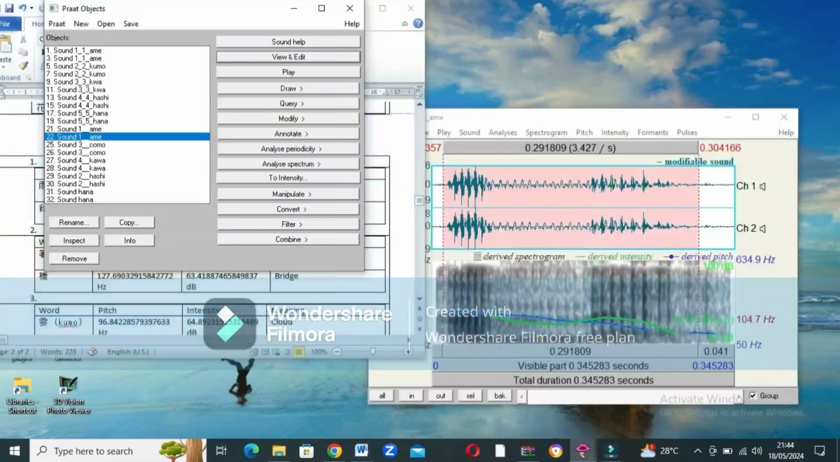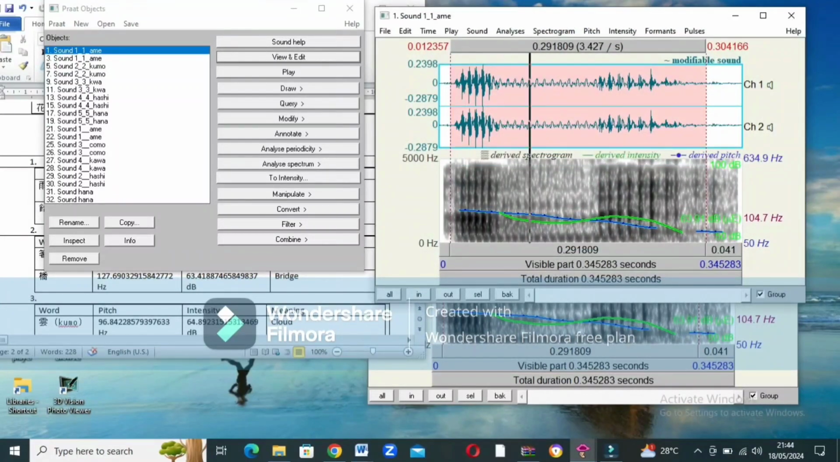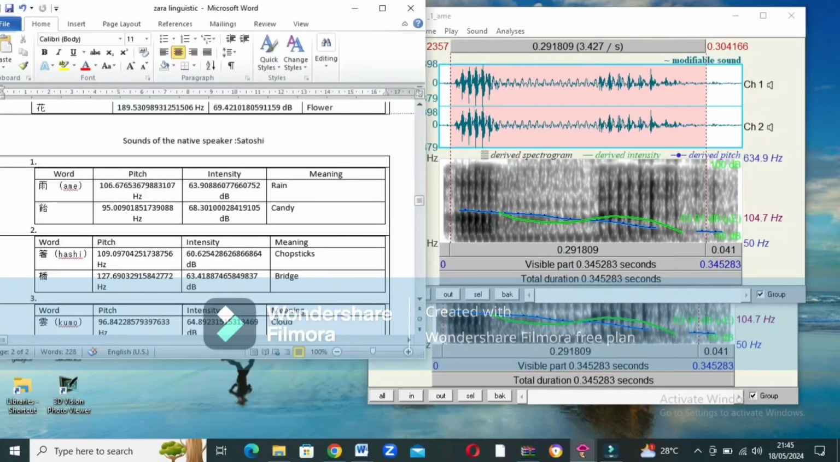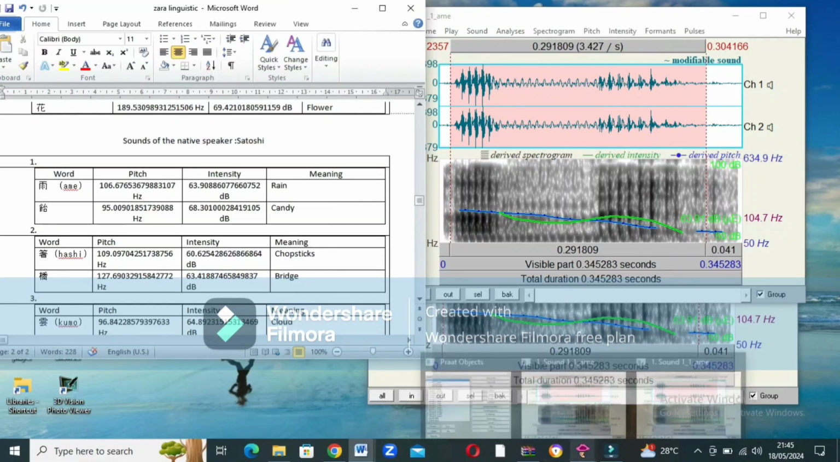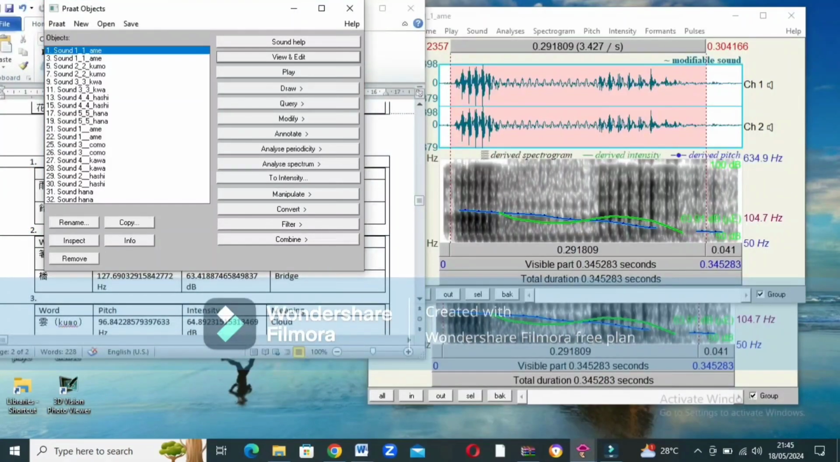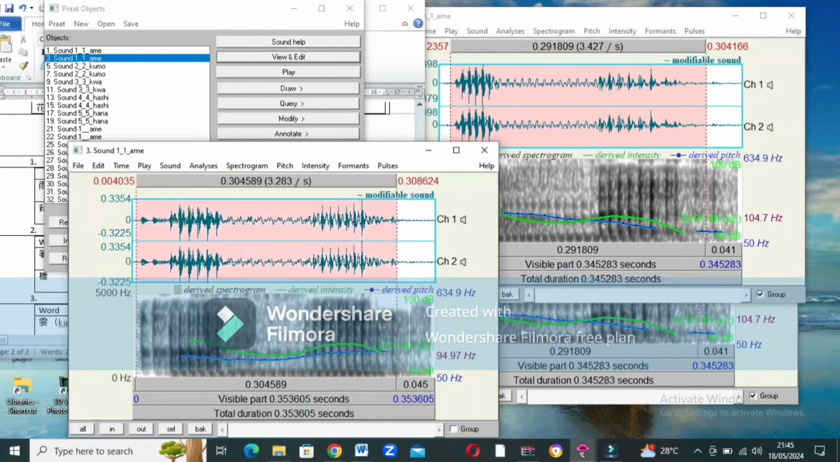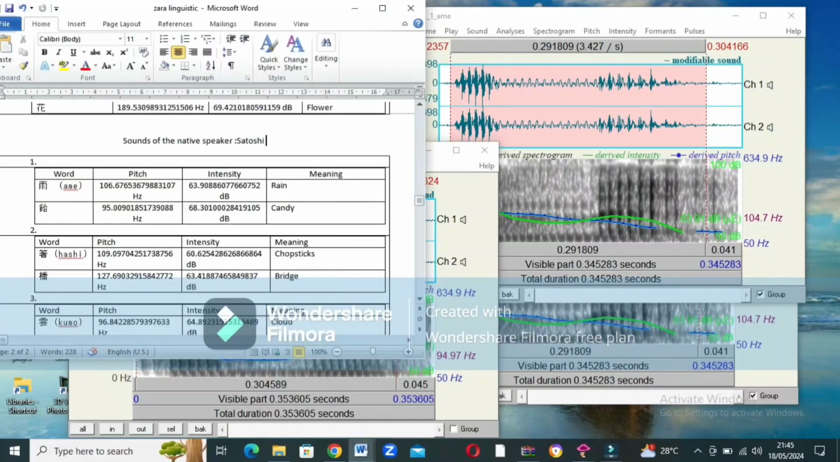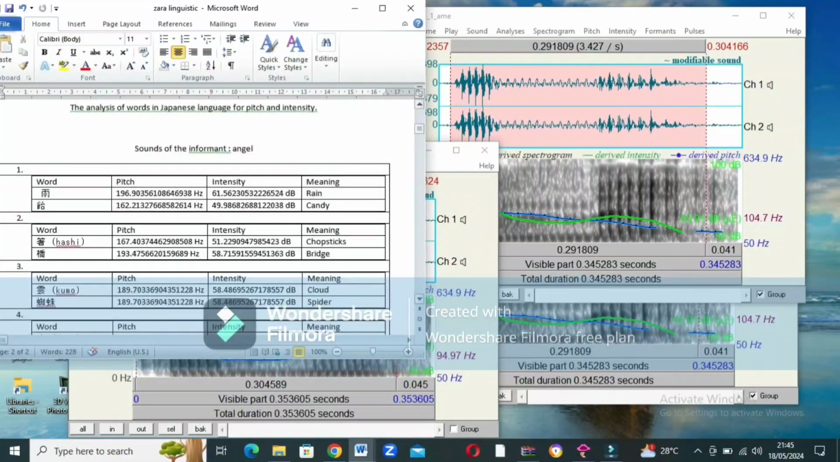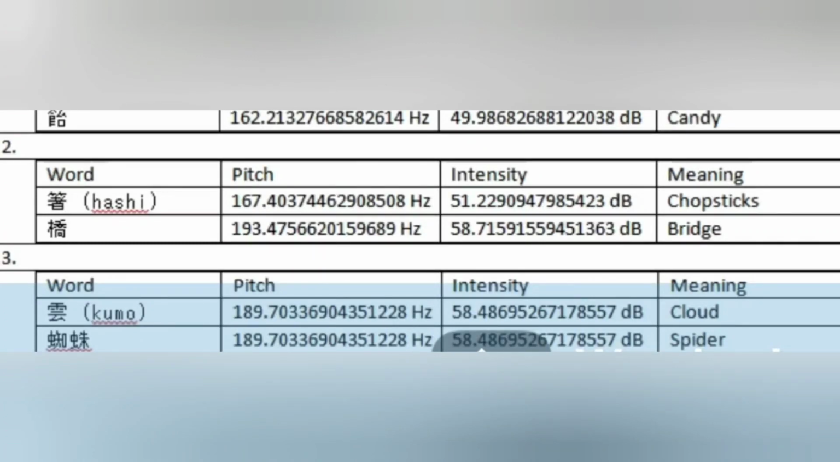The first is ame. Okay, this is his sound, the first ame means rain. Okay, we move to the second ame. Okay, this is the second, which means candy. Okay, we move to the second word, which is hashi.